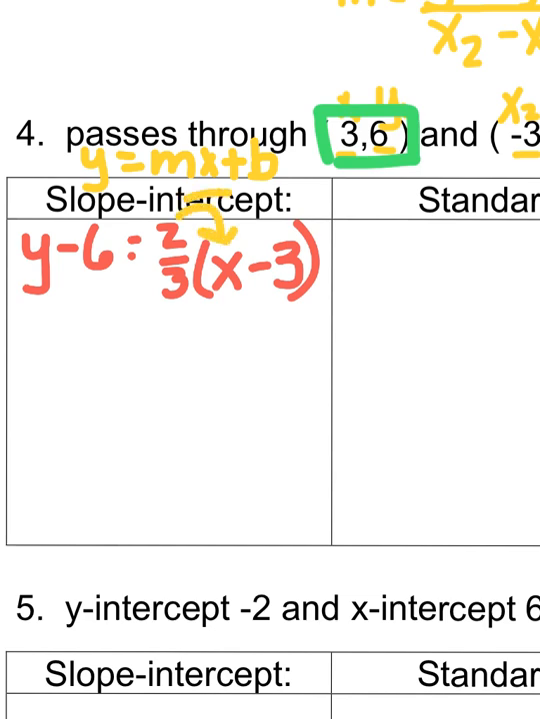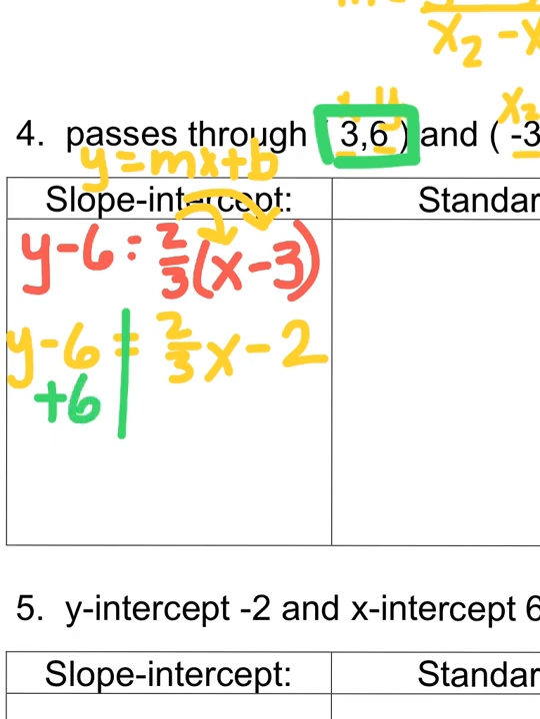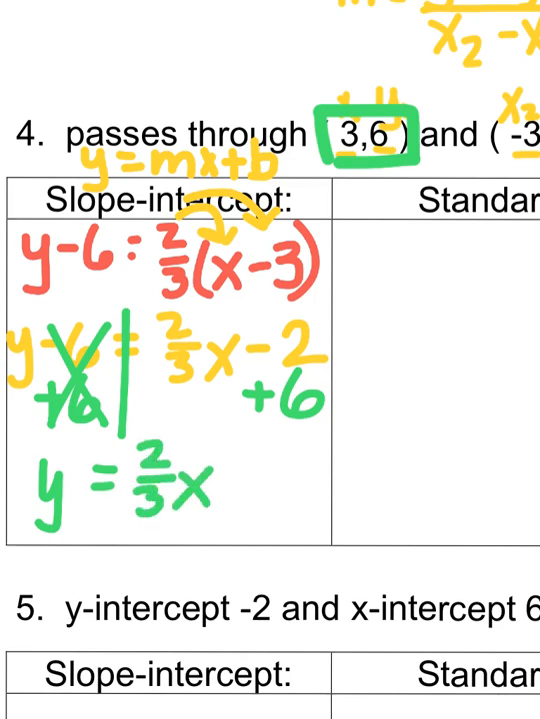So we'll begin with the distributive property. Y minus 6 equals 2/3 x minus 2. Now we further isolate the y. We'll add 6 to each side. This will cancel out, and we'll have y equals 2/3 x plus 4.